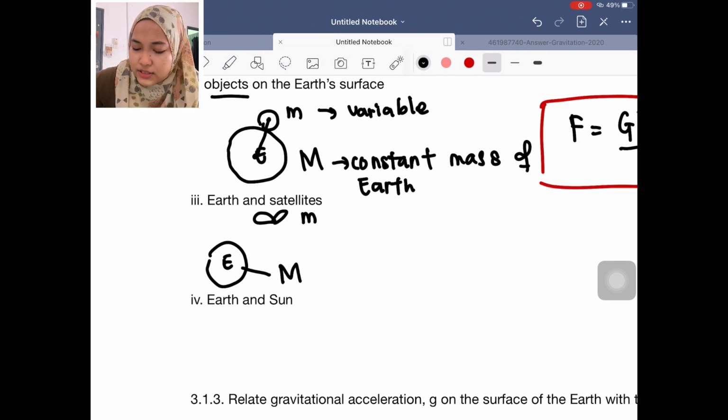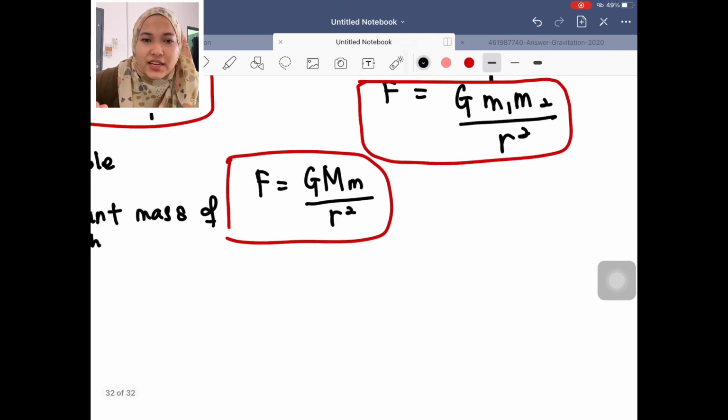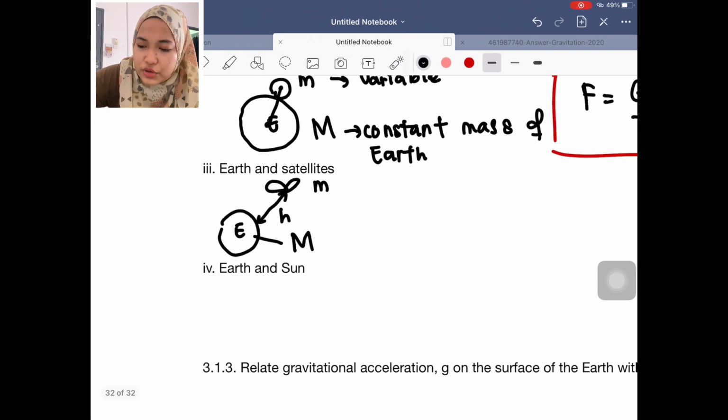Alright, so next, now we have a very tough one. Usually the question will give you the height of the satellite from the surface of the earth. So the height is here, h, and the value of r here must be from the center of the object. So now we have to include the radius of the earth.